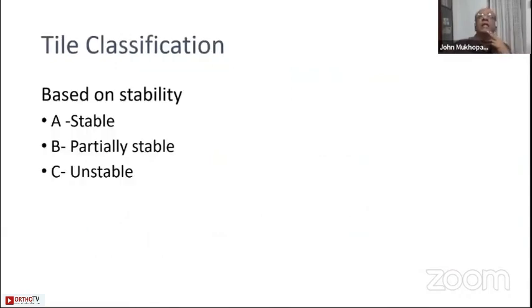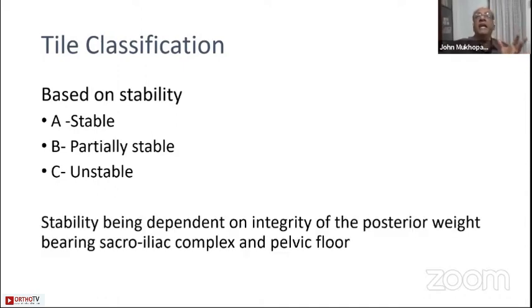Now, just briefly about the Tile classification, again, it is based on stability. A types are stable fractures where the pelvic ring is stable. B types are partially stable injuries where we say that the pelvis is rotationally unstable but vertically stable. And type C are the grossly unstable injuries. So stability again is dependent on the integrity of the posterior weight-bearing sacroiliac complex and the pelvic floor.